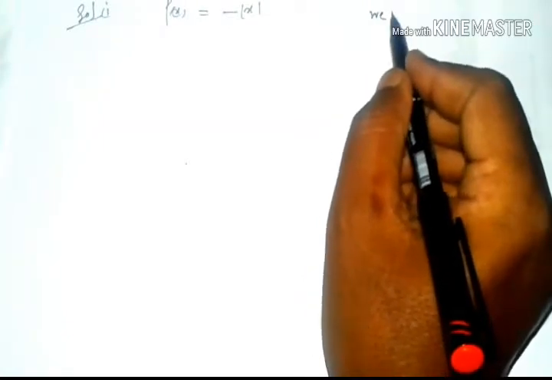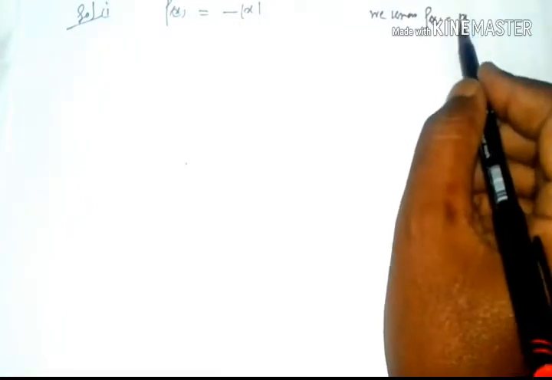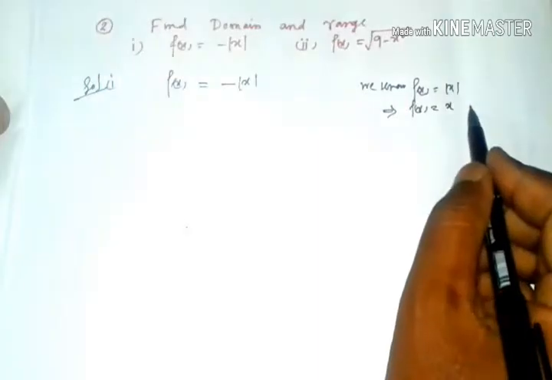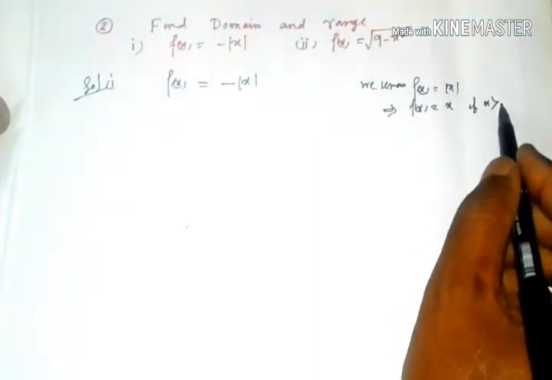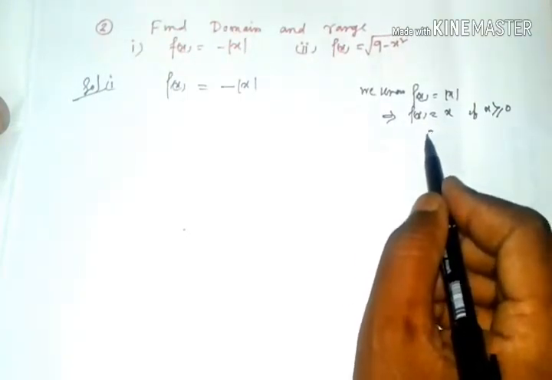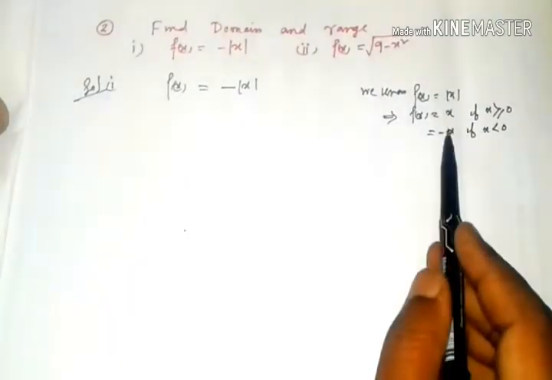Solution number 1. We write f(x) is equal to minus modulus of x. We know f(x) is equal to modulus of x implies f(x) is equal to x if x is greater than or equal to 0, and f(x) is equal to minus x if x is less than or equal to 0. This is the property of modulus.